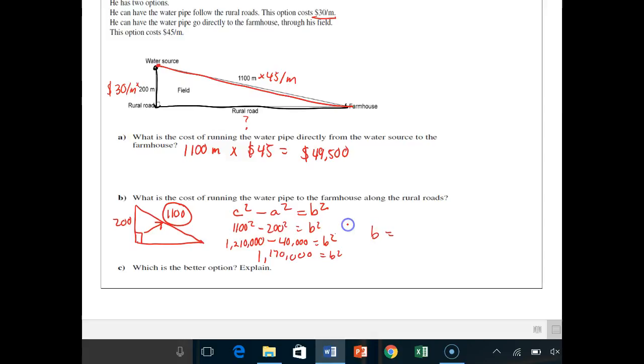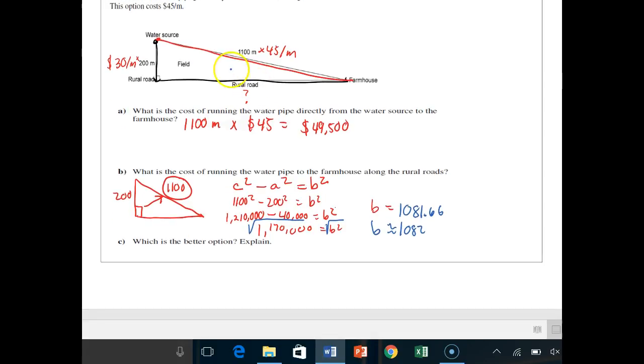I'm taking the square root of this guy right there. I get 1,081.66, so we'll call that 1,082. All right, so about 1,082. So first of all, that was just this measurement right here, 1,082.